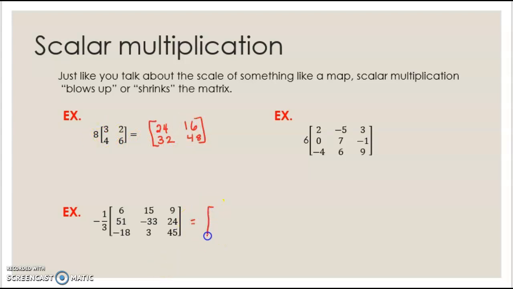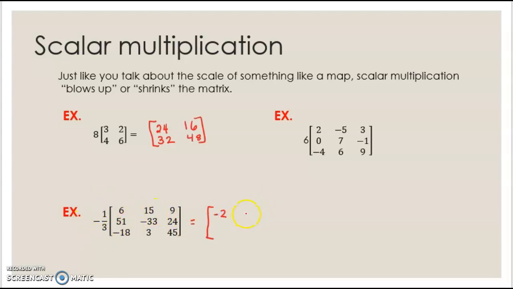So this one down here, everything is going to be divided by 3 because it's multiplied by negative 1/3. All the signs will change as well because of that negative sign. So 6 divided by negative 3 is negative 2.